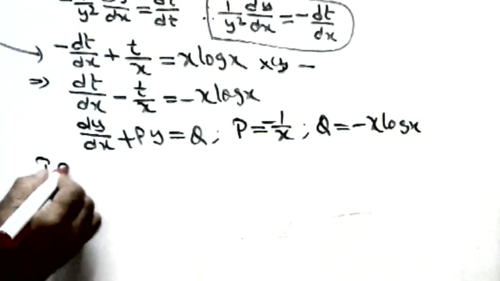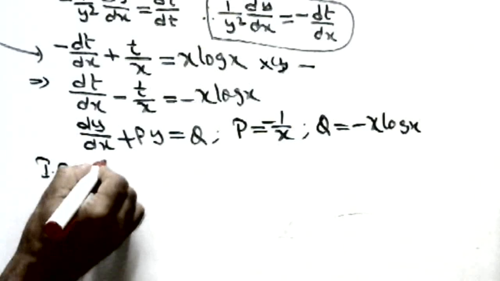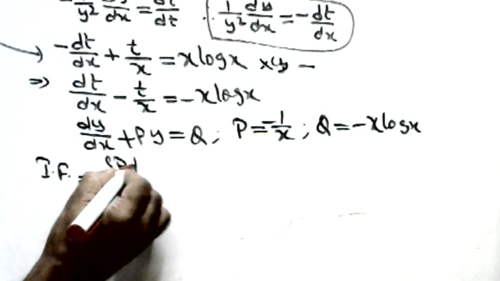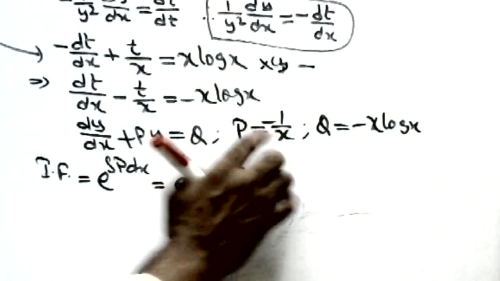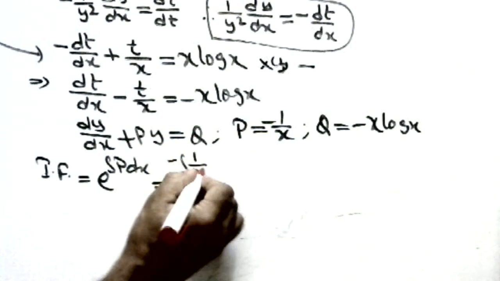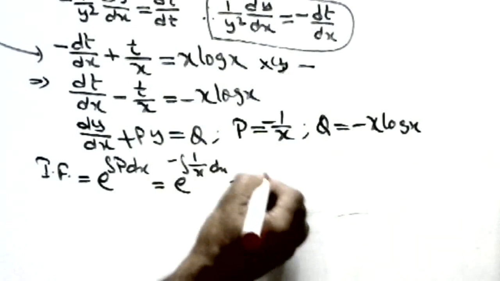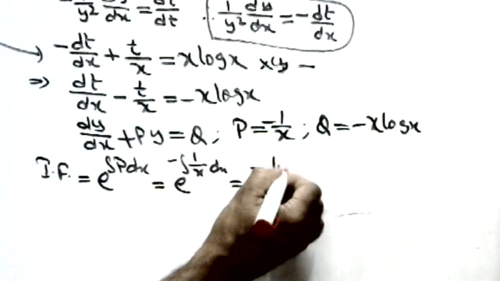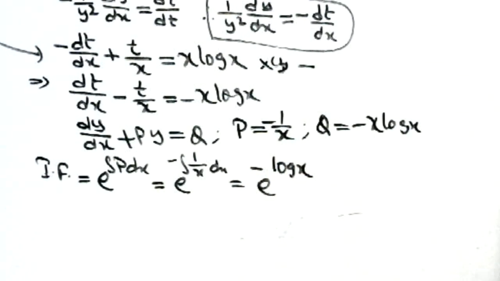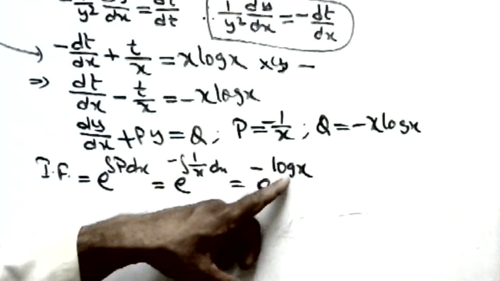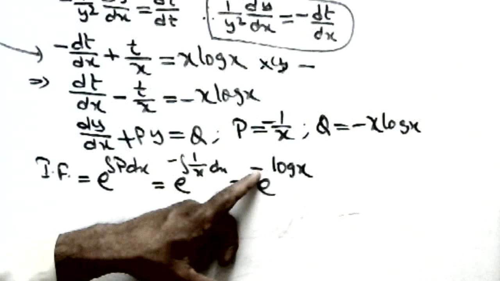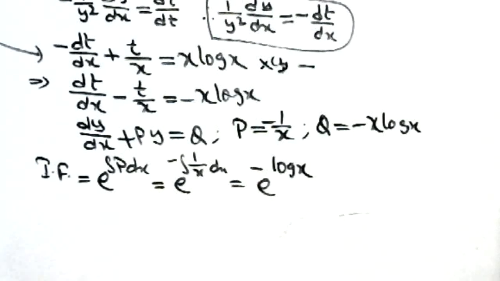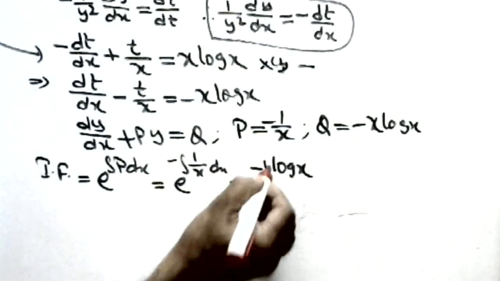Now we are having two steps. First we have to find the integrating factor. Its formula is e to the power of integration p dx. e to the power of integration of minus 1 by x dx, which is e to the power of minus integration of 1 by x, which is log x. Now watch carefully. e and log will get cancelled, but first we have to take out minus from here. After that we can cancel it.